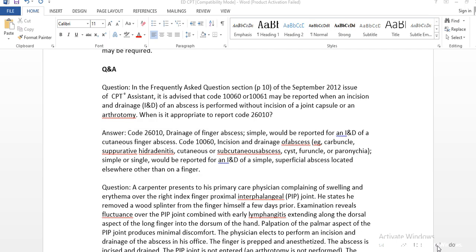Question in the frequently asked questions section of the September 2012 issue of CPT Assistant. It is advised that code 10060 or 10061 may be reported when an incision and drainage of an abscess is performed without incision of a joint capsule or an arthrotomy. When is it appropriate to report code 26010? So here we need to know the meaning of arthrotomy: arthro means joint, tomy means incision. So, incision on the joint. So we will call it arthrotomy.